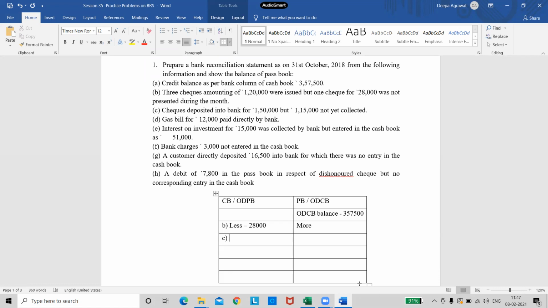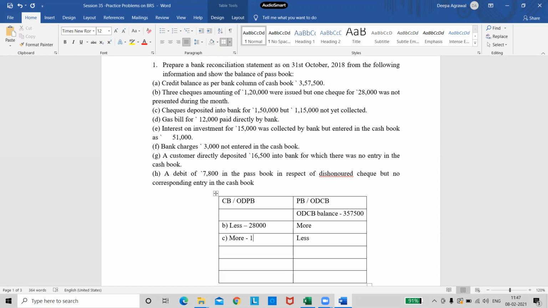Yes, tell me. Cash book balance will increase or decrease? Increase, ma'am. It will increase because it is a deposit. Right. So deposit, cash book balance will be more and my passbook balance will be less. Okay, now tell me by how much amount will it increase? Should I take 1,50,000 or 1,15,000 or the difference? What should I take?